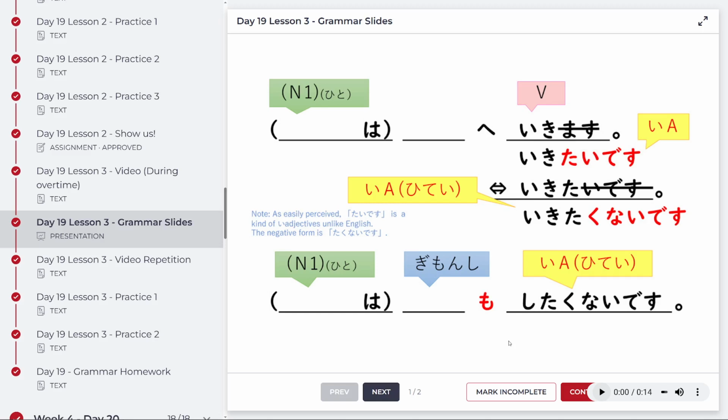As you can easily perceive, tai-desu is a kind of e adjective, unlike English. The negative form is takunai desu. So it's what you were saying before. It's an e adjective, so we treat it the same as the others. Okay. Let me jump one forward and get the audio.